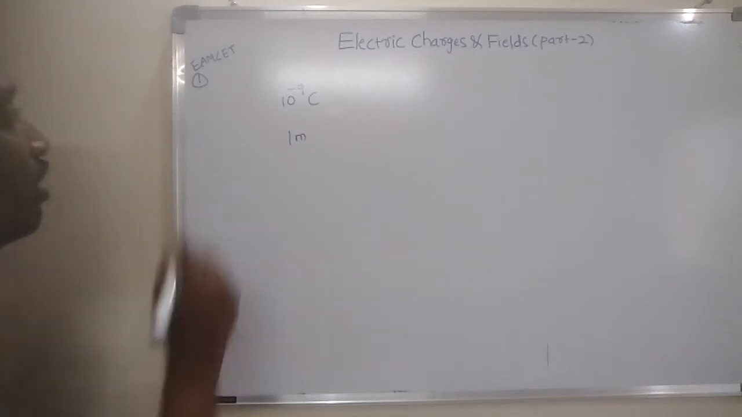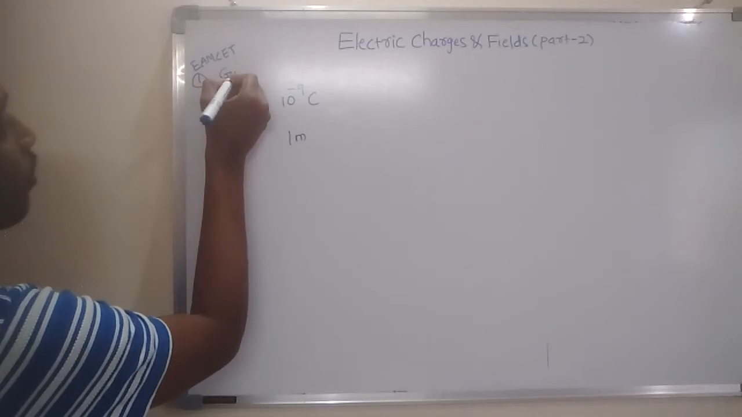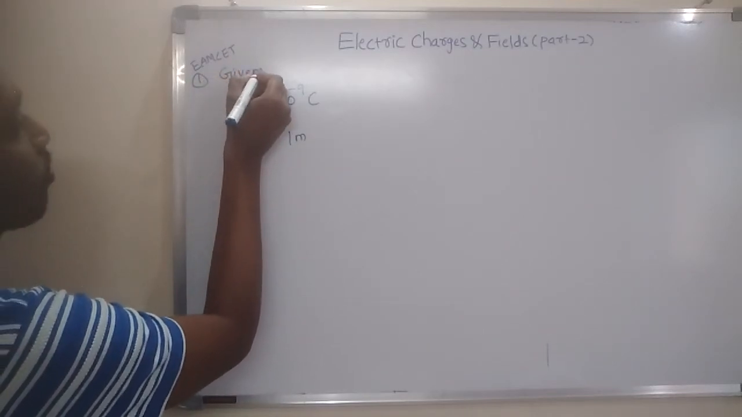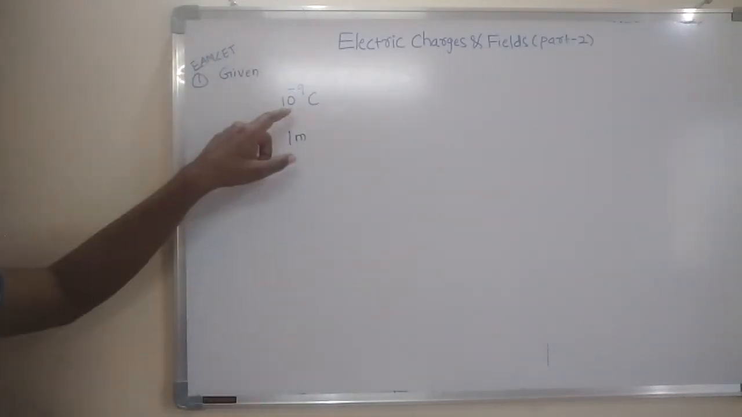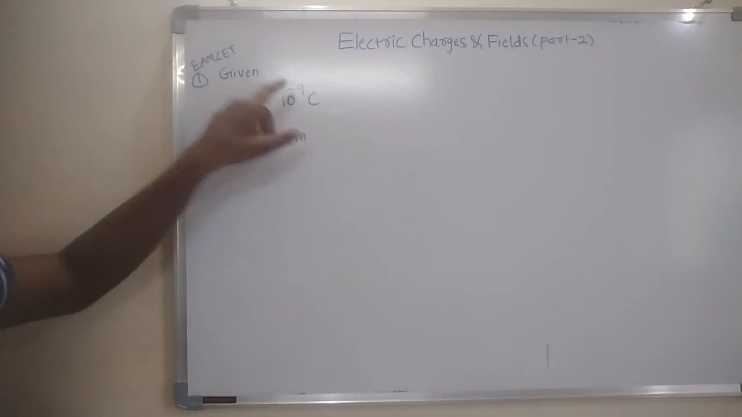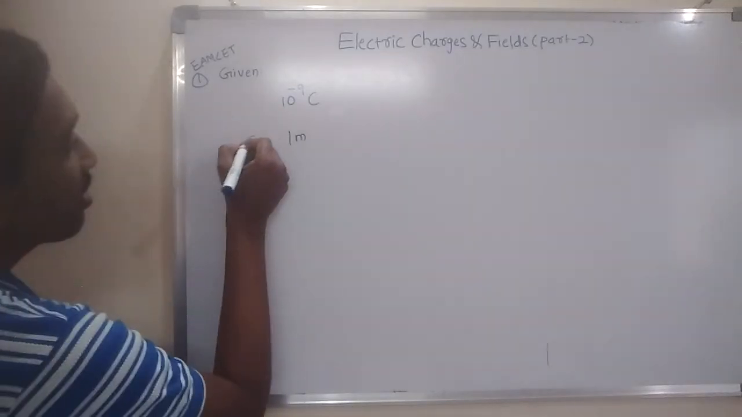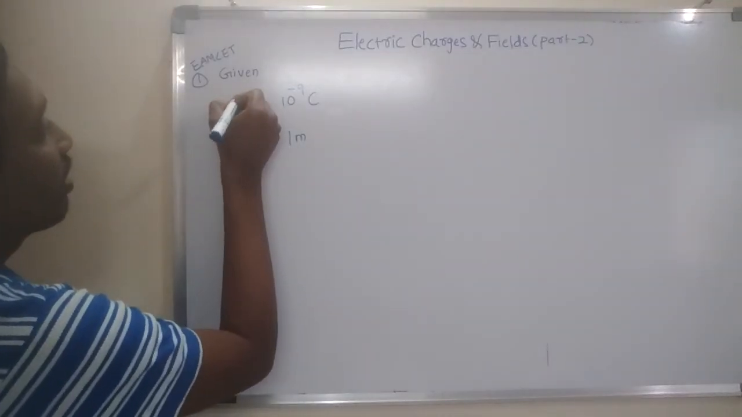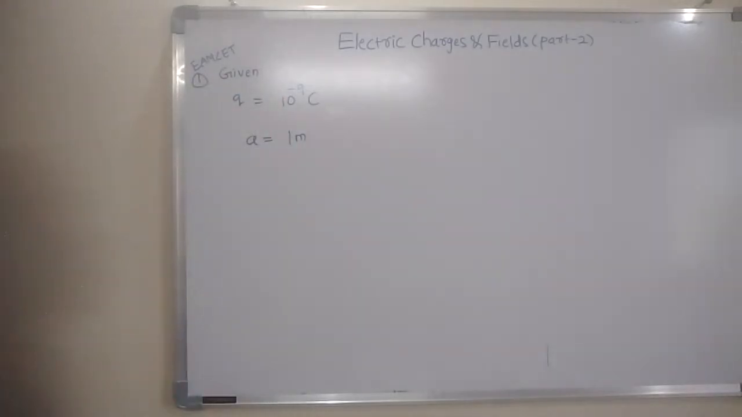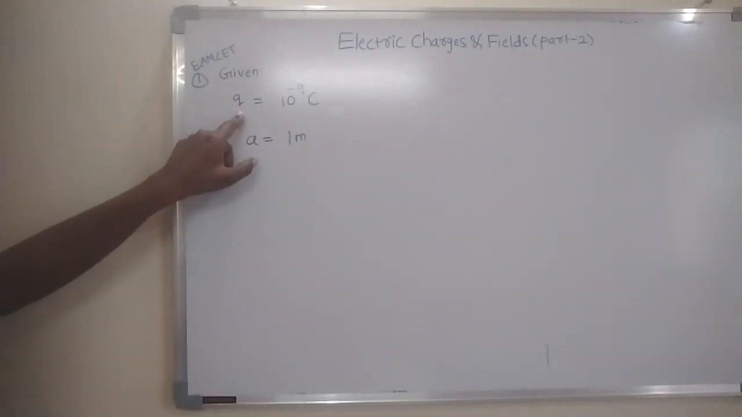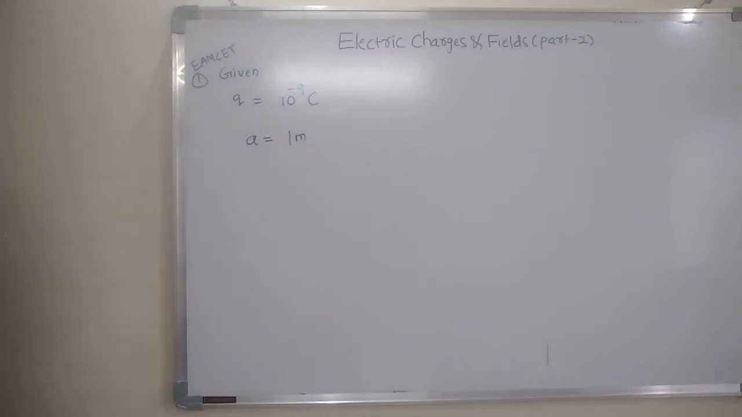Listen carefully. First we have to write the given values. What are the given values? Three identical charges, each 10 power minus 9 coulombs, placed at the three corners of an equilateral triangle of side length 1 meter. That means the side length is a. Identical charges means they are all indicated by Q: Q1 equals Q2 equals Q3 equals Q, that is 10 power minus 9.